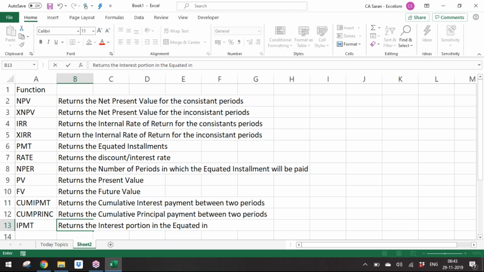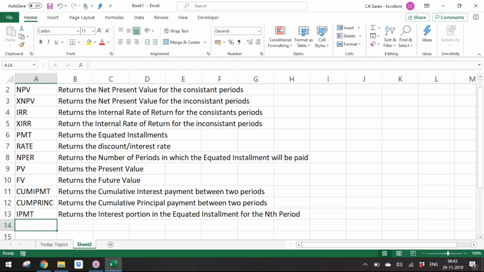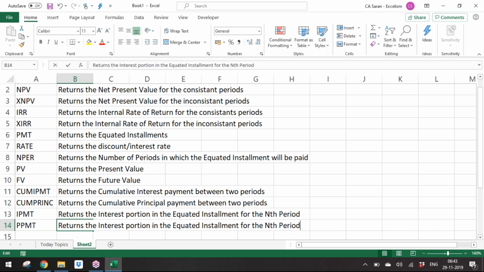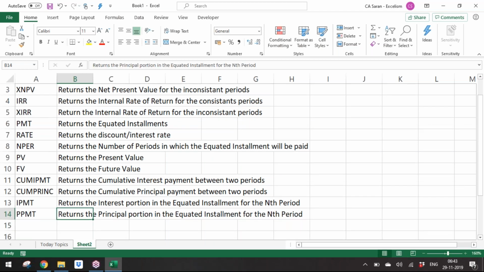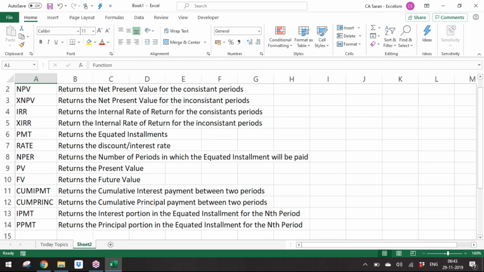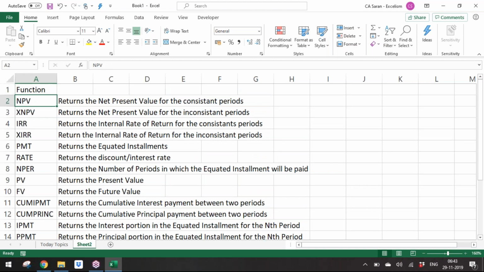Please follow. Equated installment for the nth period. Why I'm writing the description, you'll get to know a couple of things out of the description when I start talking about the arguments and other things. There is one more function, PPMT. Same thing. It returns the principal portion and so on. See, these all are very important. At least we are going to look into all these 13 or 14 functions.